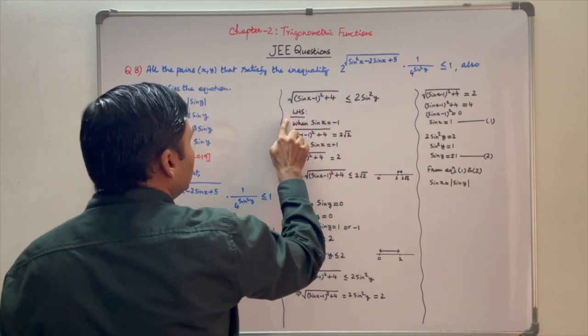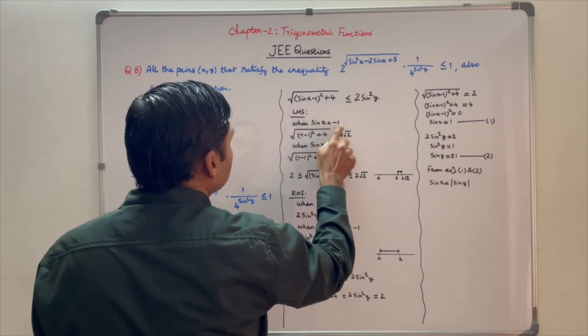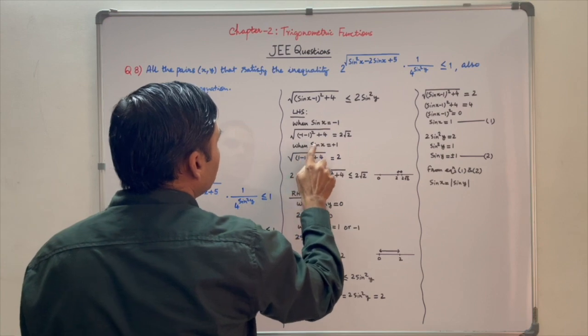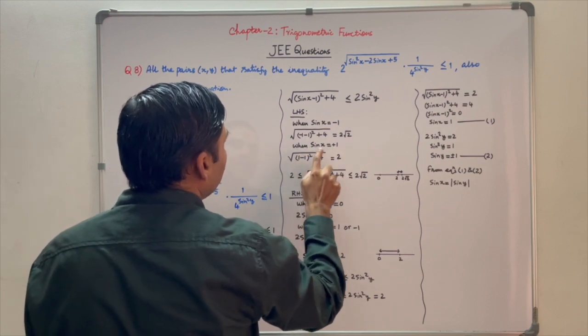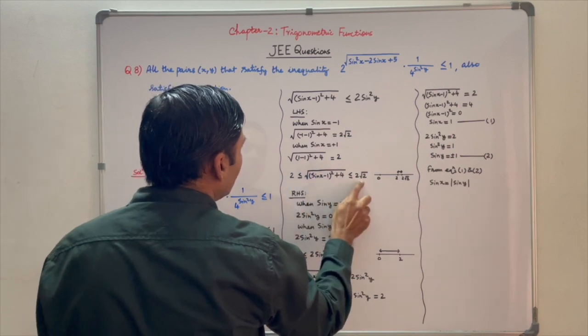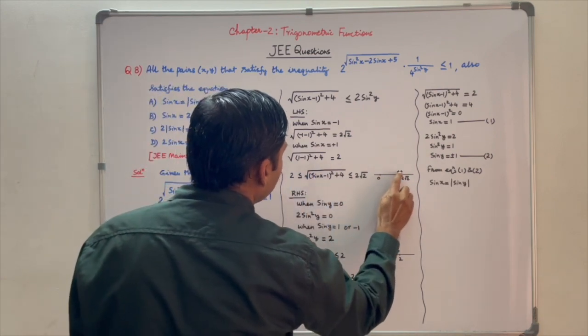First, LHS. When sin x is equal to minus 1, LHS will have value 2 root 2. When sin x is equal to plus 1, LHS will have value 2. So LHS lies between 2 and 2 root 2. This is shown on the number line.